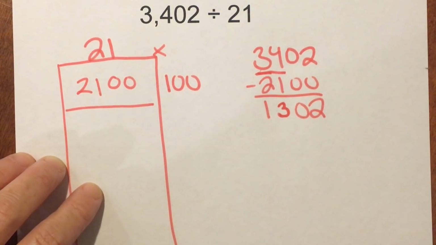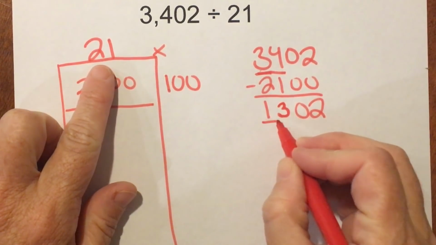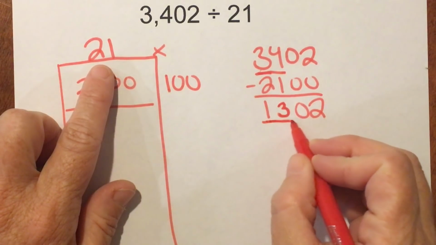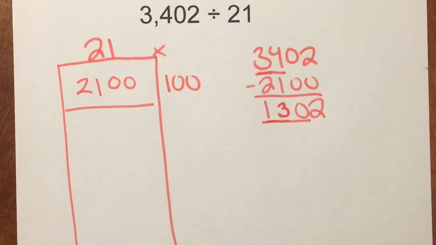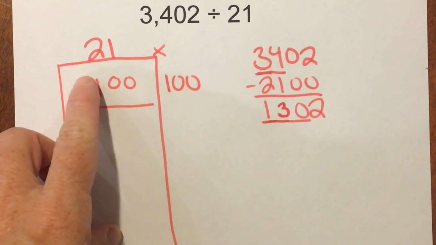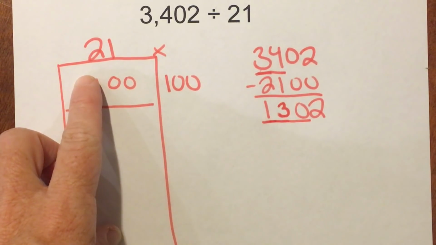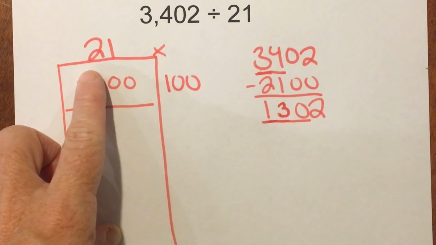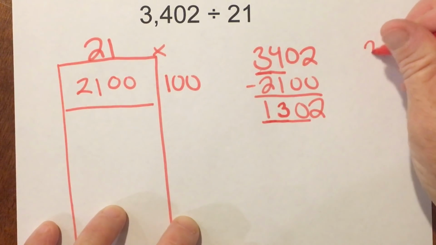Okay, so now let's go back. Can 21 fit into 1? No. 13? No. What about 130? Yes. So how many times? You kind of have to just take a guess. Maybe you could think about 20 and count by 20s. So if I count by 20s, I know 20, 40, 60, 80, 100, 120. Oh, I'm thinking 6 times then.